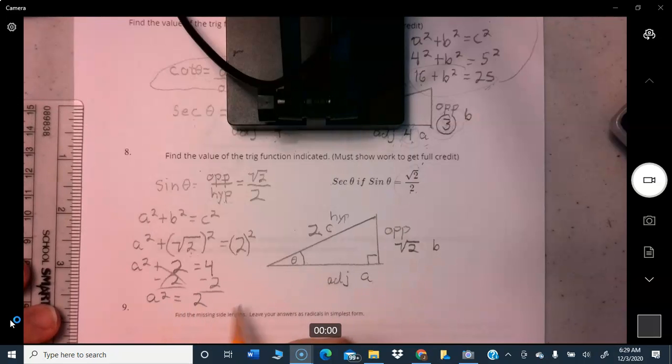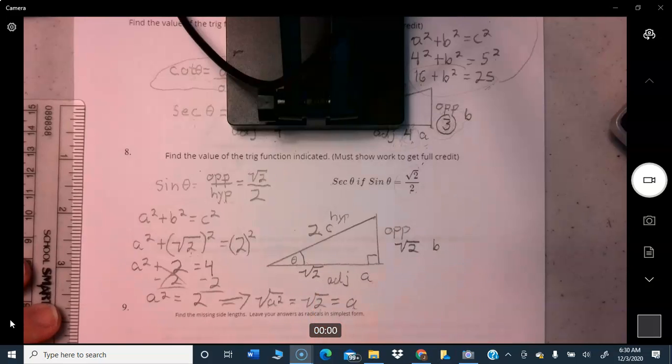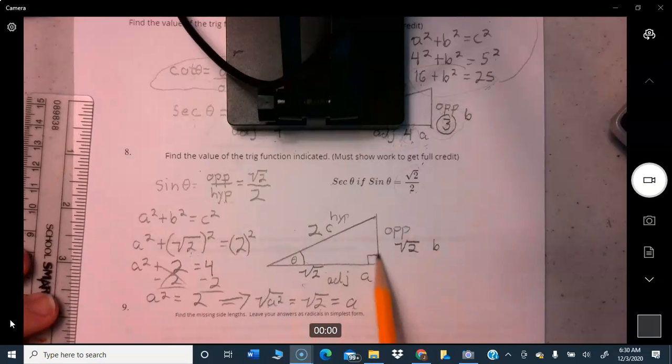Now you take the square root of both sides. I'm going to move over here. The square root of a squared equals the square root of 2, so that equals a. Square root of a squared is a, so there it is. So this side is the square root of 2. So both of these sides are the square root of 2.